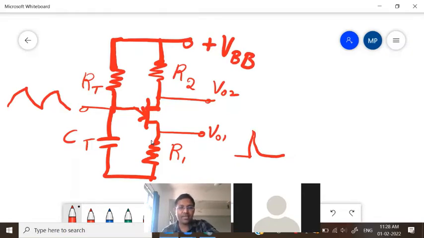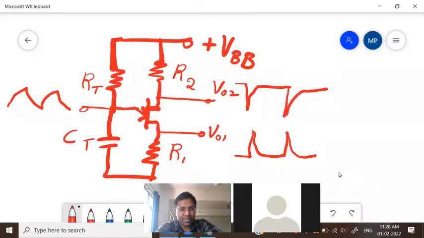Until what point? Until you receive the next top peak of voltage across CT. Until that point, V01 will be low. After that, it will simply repeat itself. So this is what we get at V01. Exactly opposite of that, you get at V02.